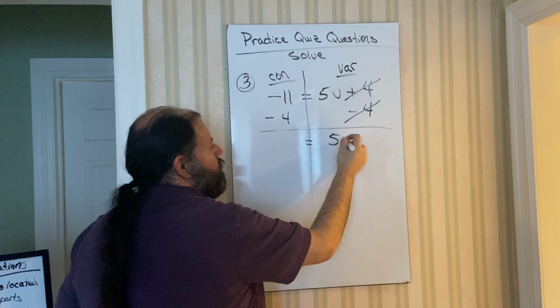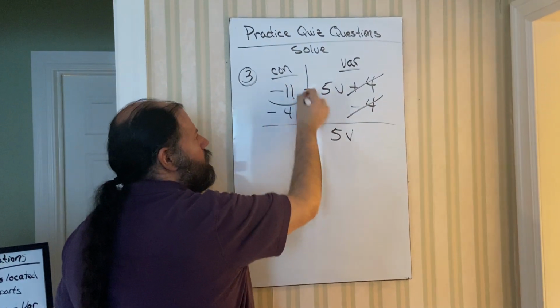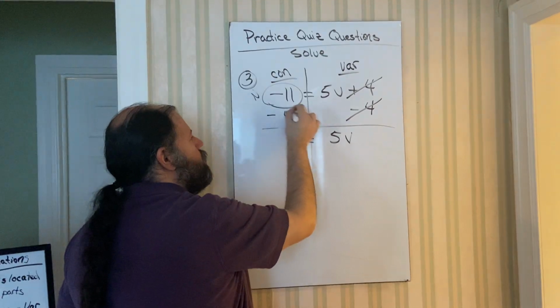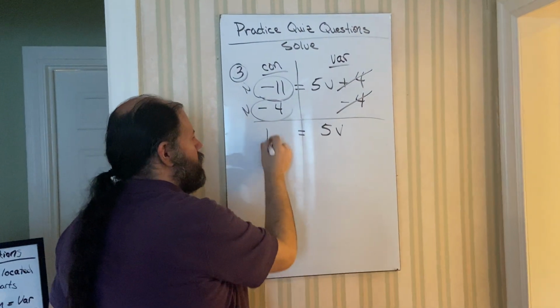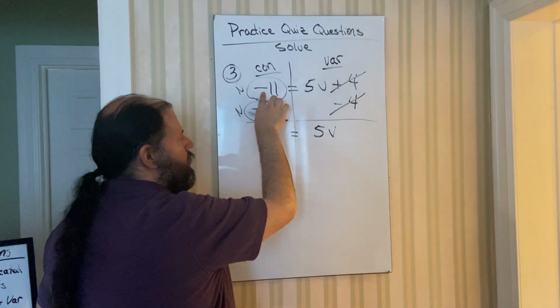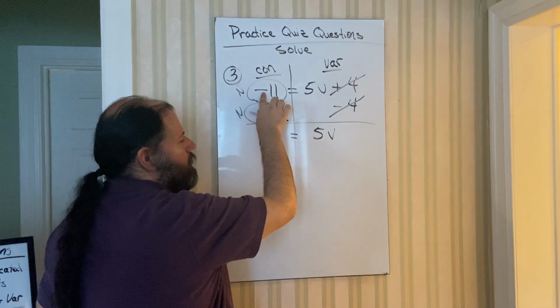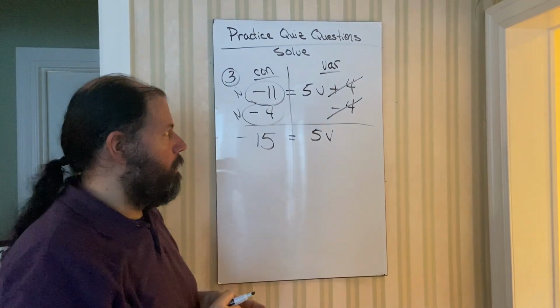So you're going to get 5v. Here, negative 11, negative 4. You know that when you have two negatives, same labels, you add. 11 and 4 is 15. Who wins the tug of war? 11 players or 4? This has more players, so team negative. So it'd be negative 15.